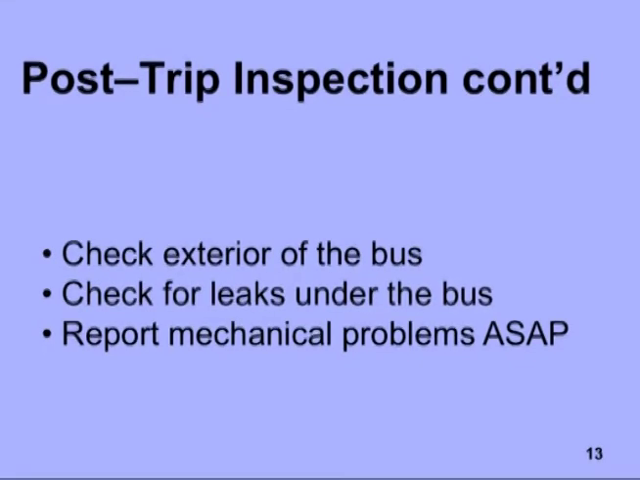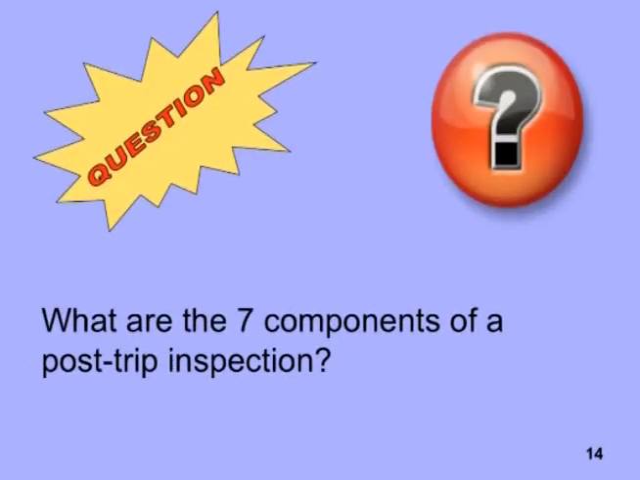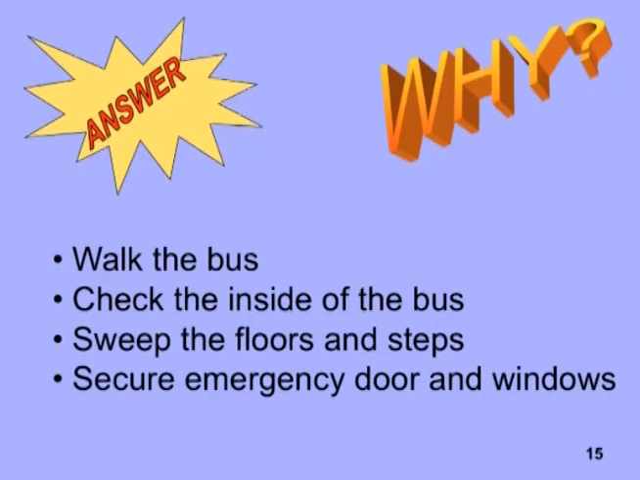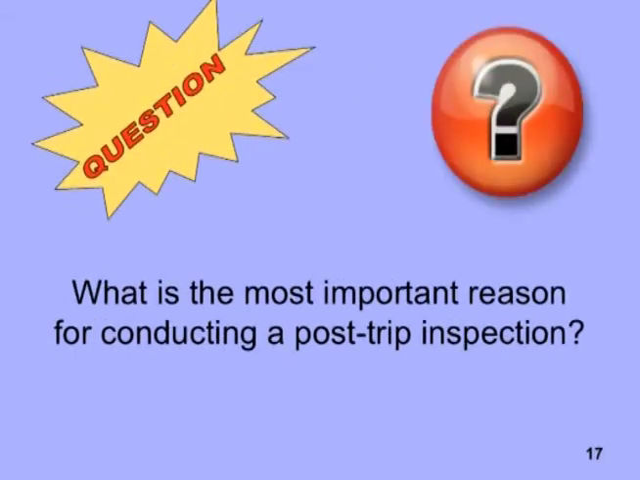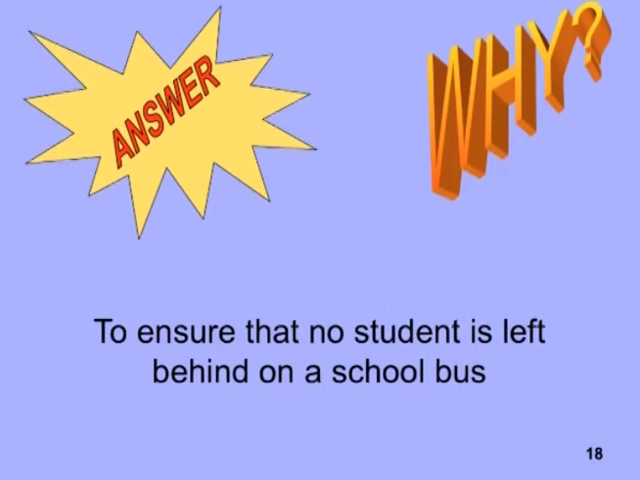Now let's see what we've learned. What are the 7 components of a post-trip inspection? Walk the bus, check the inside of the bus, sweep the floor and steps, secure emergency door and windows. Check the exterior of the bus, check for leaks under the bus, report mechanical problems as soon as possible. What is the most important reason for conducting a post-trip inspection? To ensure no student is left behind on a bus.